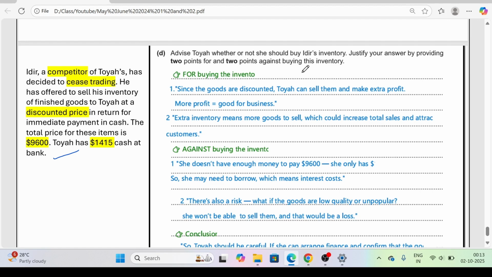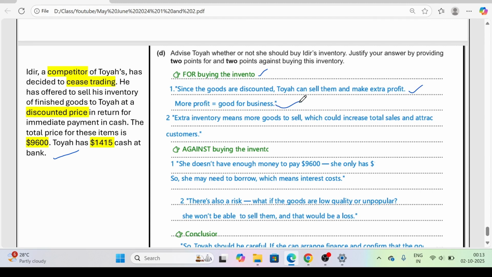Okay, here Idris is a competitor of Toya's, who has decided to cease trading. He has offered to sell his inventory of finished goods to Toya. Toya is the manufacturer. So for buying the inventory, what are the advantages? Since the goods are discounted, Toya can sell them and make extra profit. That is the first point, right? More profit means good for the business. That is the first important point.